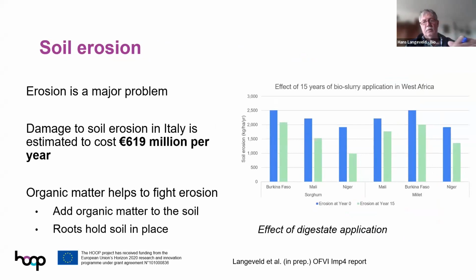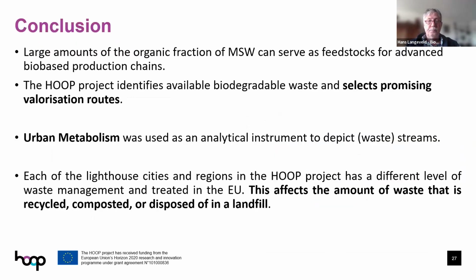This is water erosion. The topsoil is being flushed away by the rain. It is a major problem in the south of Europe, especially, for example, in Italy, where over 600 million euro in costs or damage is done annually. And more organic matter in the soils is also good for this.